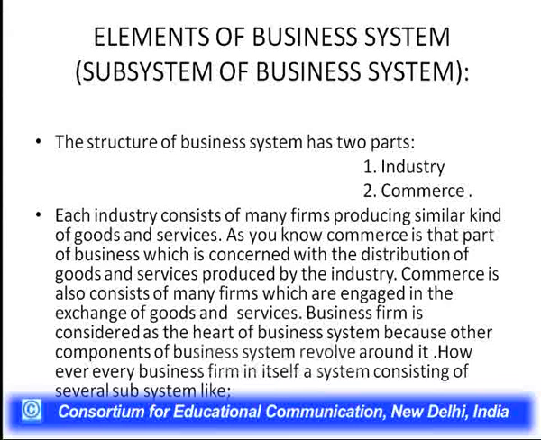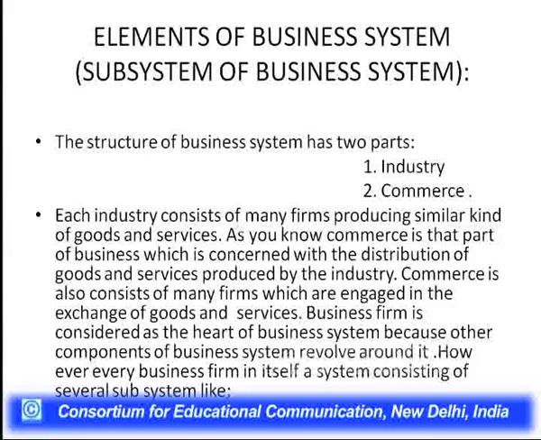As I told you in the previous class also, the business has two parts. One is industry and the other is commerce. As I told you, each industry consists of many firms producing similar types of goods and services. As you know, commerce is that part of the business which is concerned with the distribution of goods and services produced by the industry. Commerce also consists of many firms which are engaged in the exchange of goods and services.